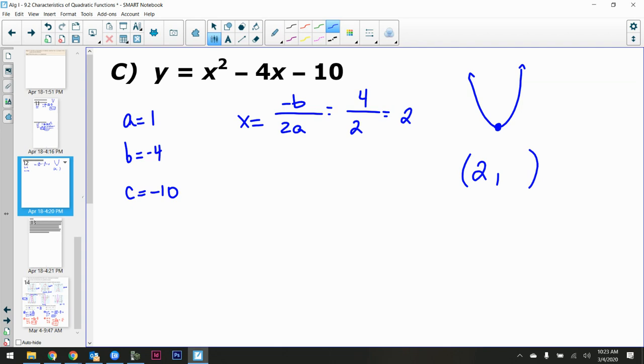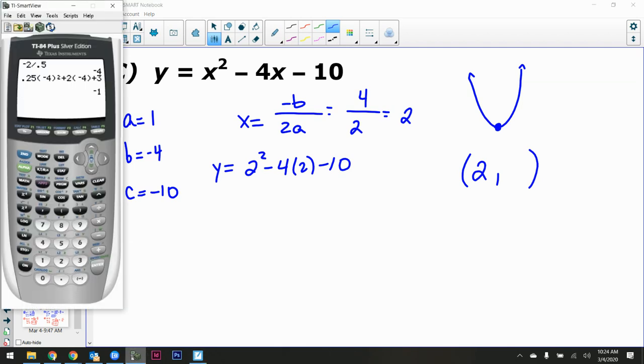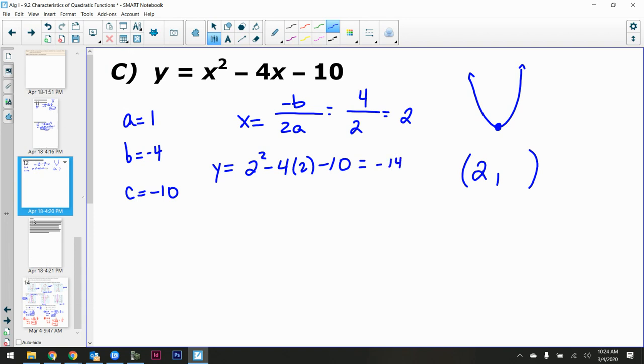So the question again is now, what do I do with that 2? Plug it back in. Y equals 2 squared minus 4 times 2 minus 10. You want to go back in your calculator. I like to use parentheses when I do this. Parenthesis 2 squared minus 4 times 2 minus 10 gets us negative 14. And that's my y value. 2 comma negative 14. That's the location of that vertex.